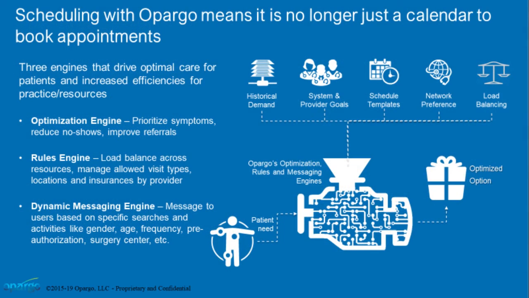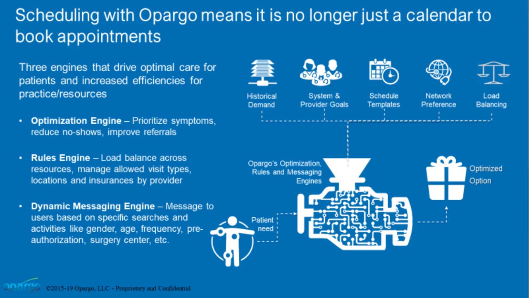Opargo uses 3 different engines while you're scheduling appointments to help optimize your practice. The first is the optimization engine, which is where we utilize predictive analytics to manage demand, promote patients who need care the most, and reduce the impact of no-shows. Next, we have the rules engine, which helps ensure appointments are scheduled at the right time, location, and with a provider who is eligible to see them. The third is the dynamic messaging engine, which uses your practice's defined criteria to communicate rules in real time to the scheduler to make sure that appointments aren't scheduled too frequently and that they're meeting any other requirements that you might elect to put in place.